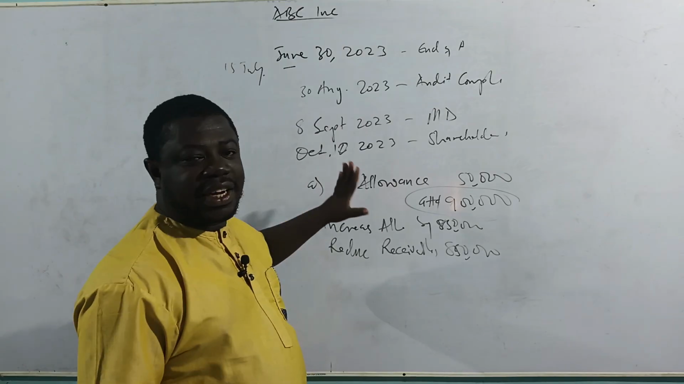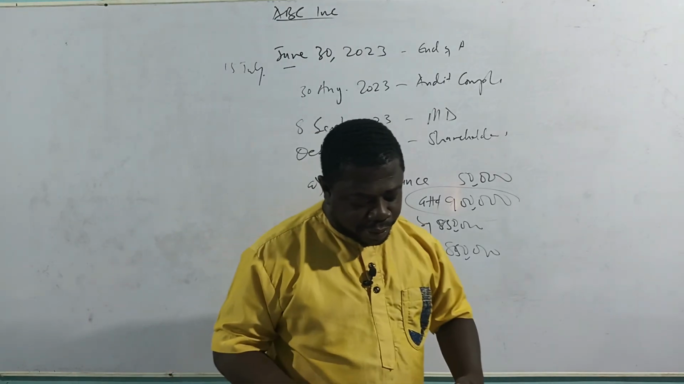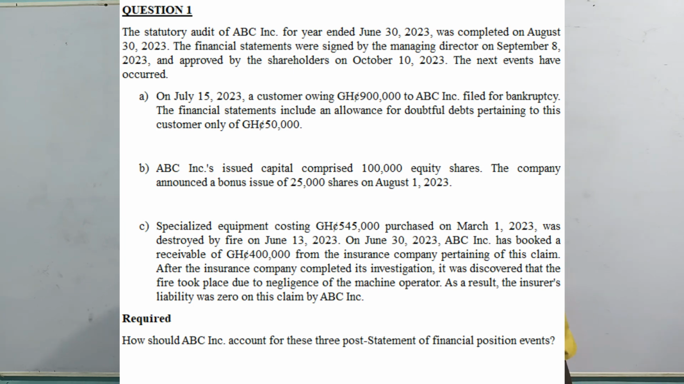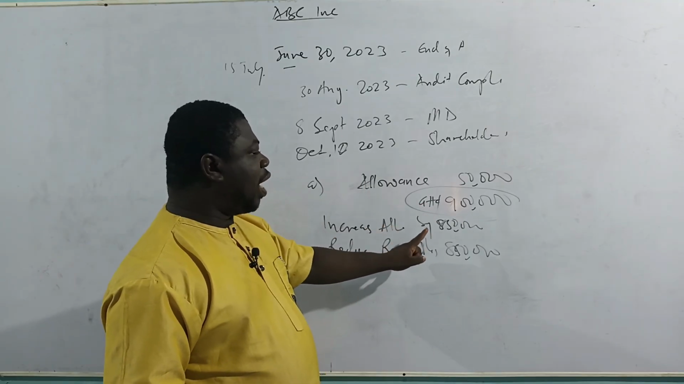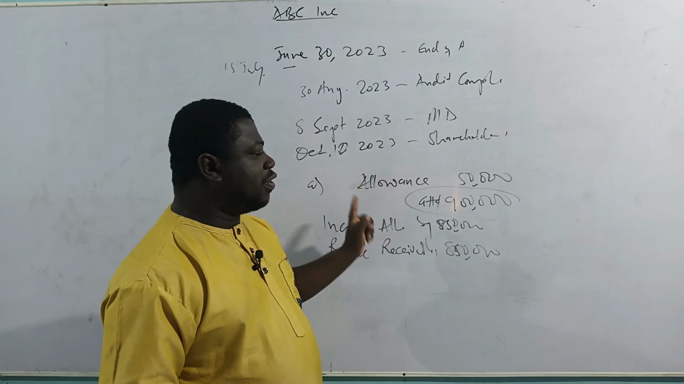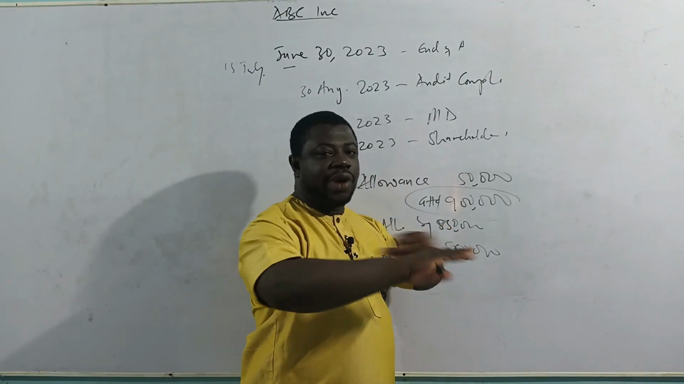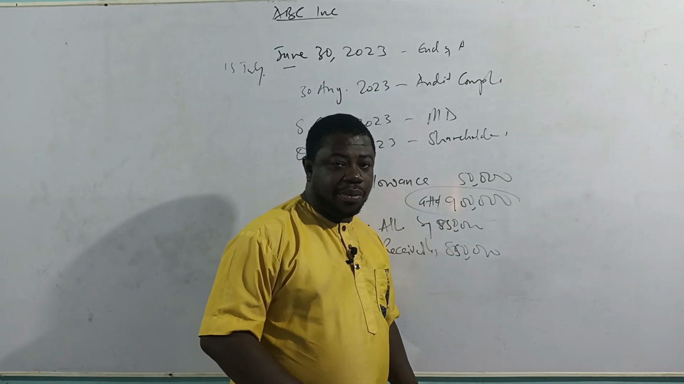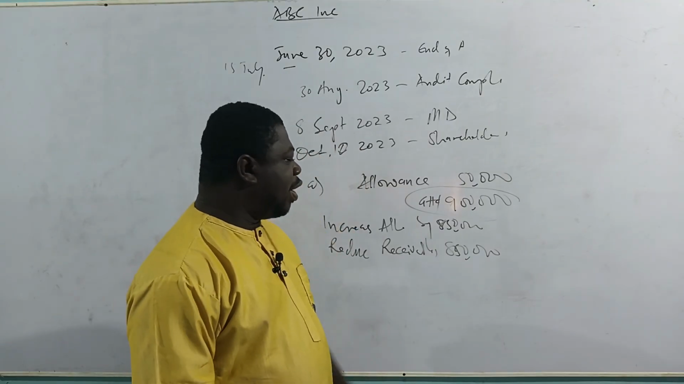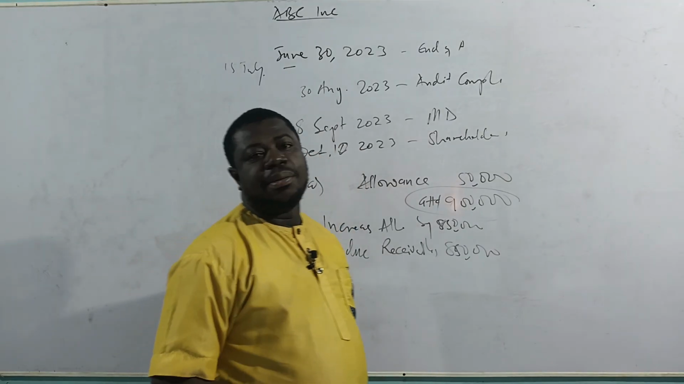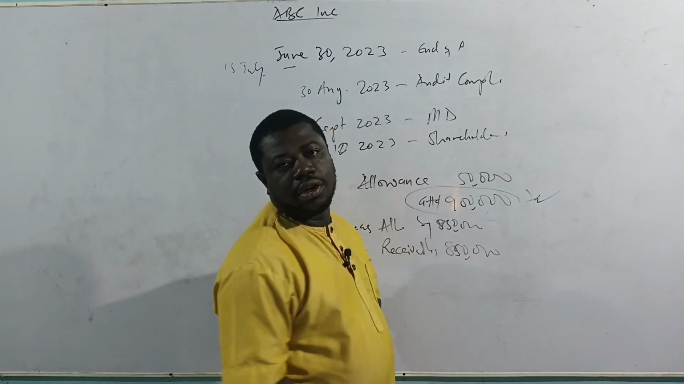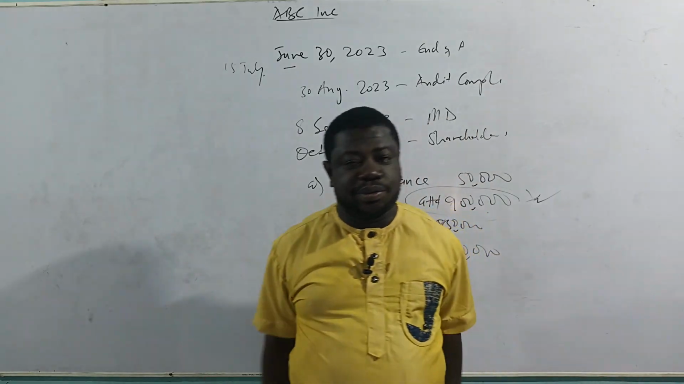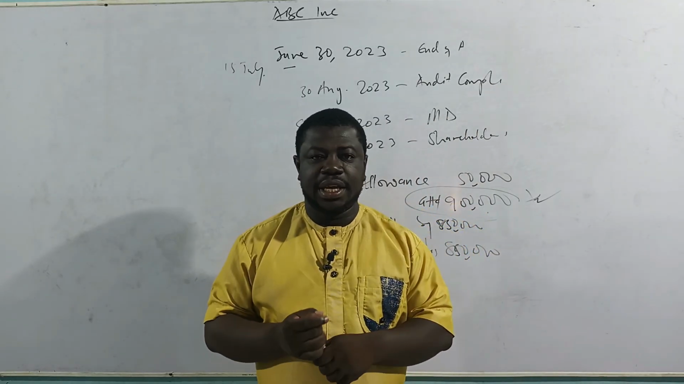So this is how you answer the first scenario, because we are told from the requirement, how should ABC Incorporation account for these post statement of financial position events? So the first one is that it's an adjusting event, and therefore you need to adjust by increasing your allowance for receivable with the difference of 850,000, so that we write off the whole of the receivable of that particular customer, and then reduce the total receivables by that amount. In other words, the whole of this 900,000 has been written off from the financial statement because the customer is bankrupt and cannot pay. So that is the first scenario.